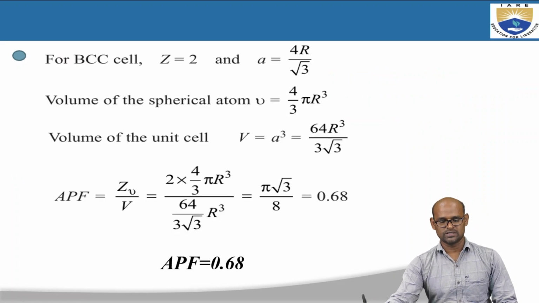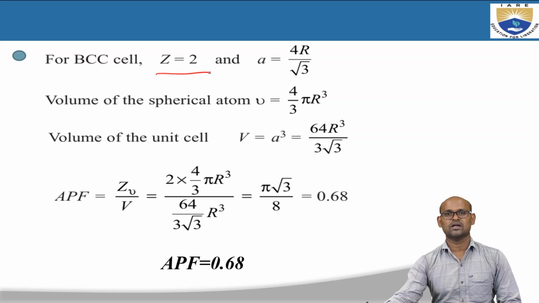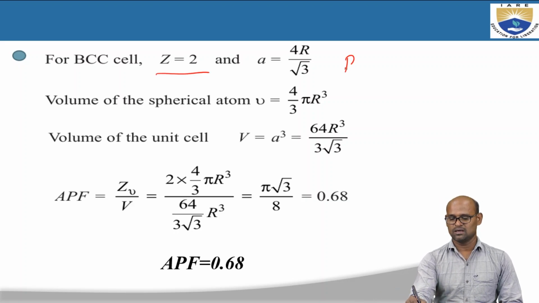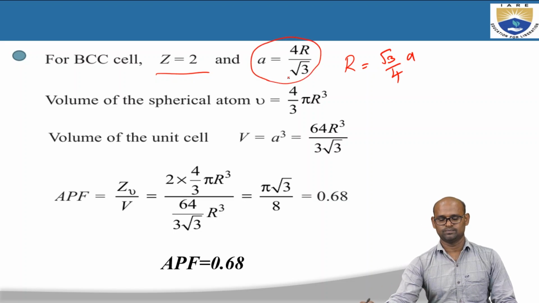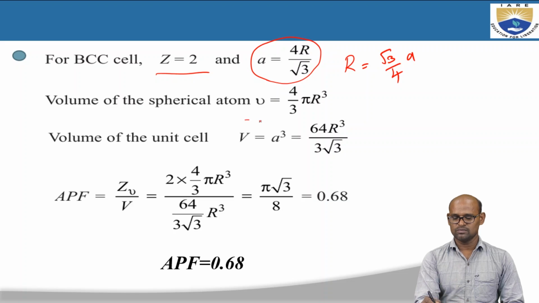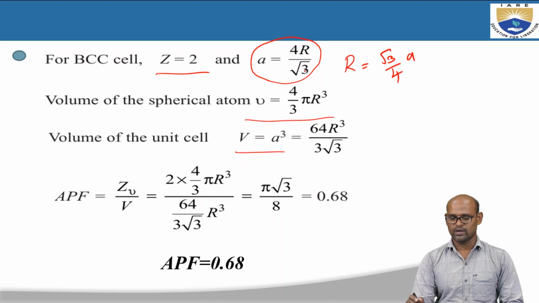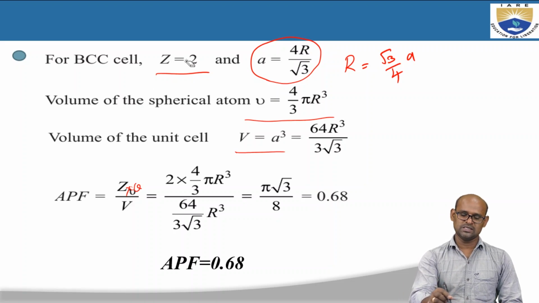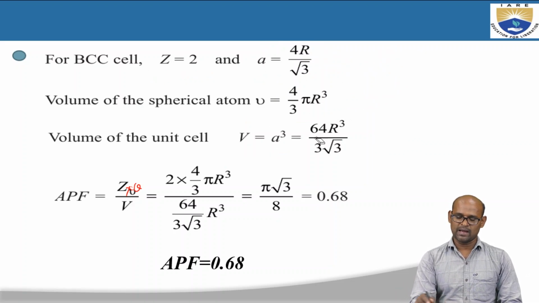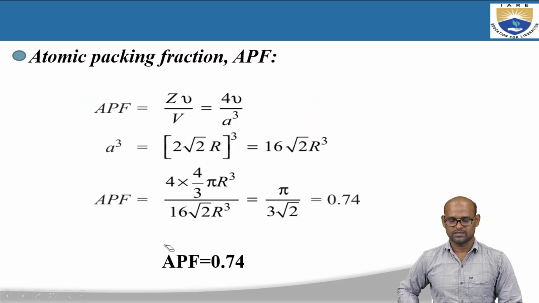Coming to the body centered cubic unit cell. The number of atoms per unit cell is 2, and the radius is root 3 by 4 into a. So a is equal to 4R by square root 3. We are taking spherical atoms, so the volume is 4 by 3 pi R cube, and the volume of the unit cell is a cube, where a is 4R by square root 3. So we cube that out. The atomic packing fraction is Z into small v divided by capital V. So we get pi into square root 3 by 8, which is 0.68. So for the BCC unit cell, the atomic packing fraction is 0.68.